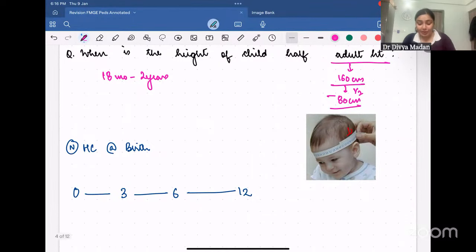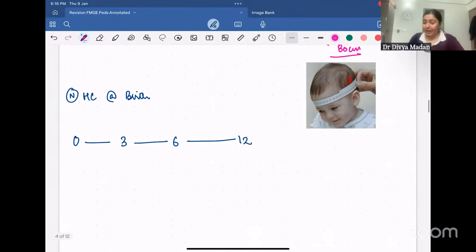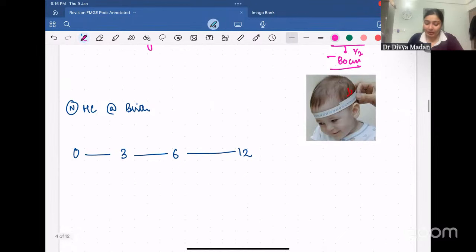Moving to the next age-dependent parameter, that is head circumference. So how do you measure head circumference? Can you notice this baby here? How are we measuring the head circumference? We are using a tape. We are using a measuring tape, right?